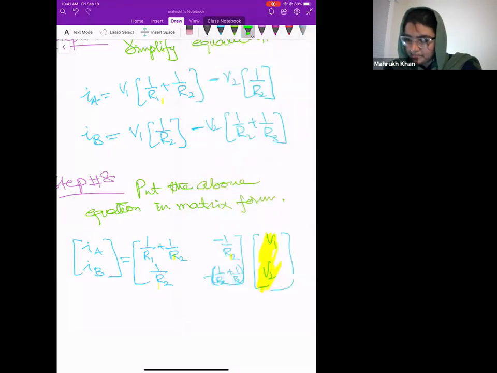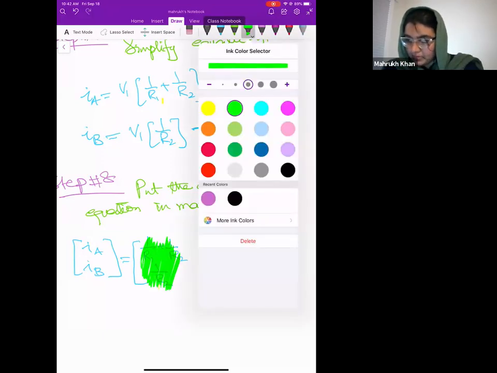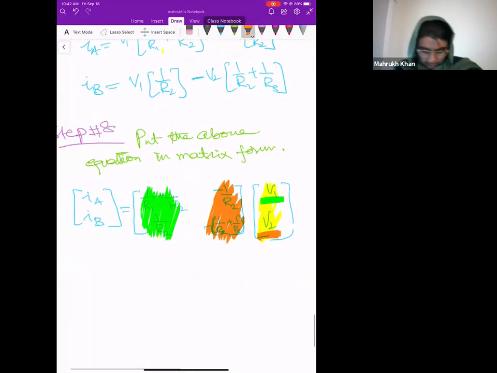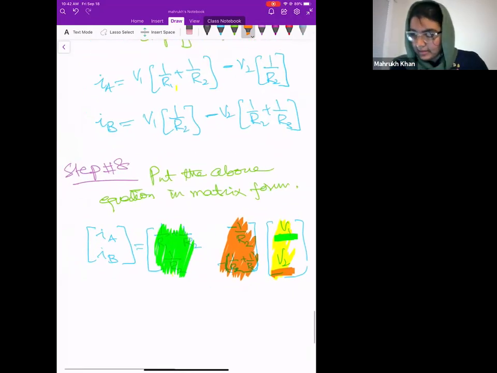This is multiplied by V1, right? 1 over R1 plus 1 over R2 is multiplied by V1. And in the second scenario, this is multiplied by V2, which is also happening in the equations as well. Okay, so you can form the matrix like that.